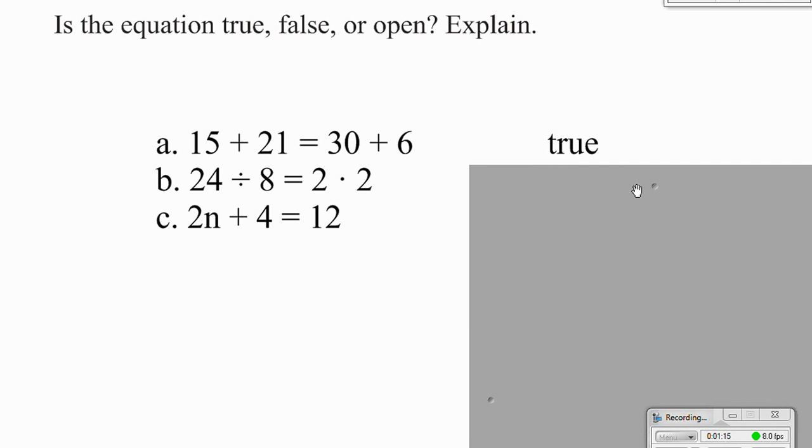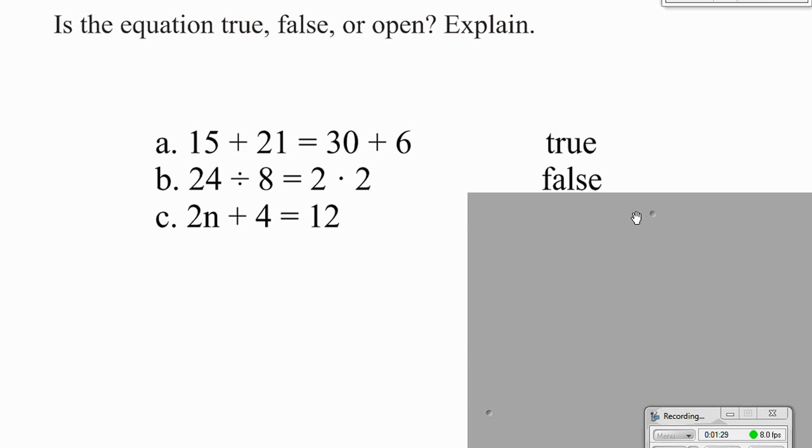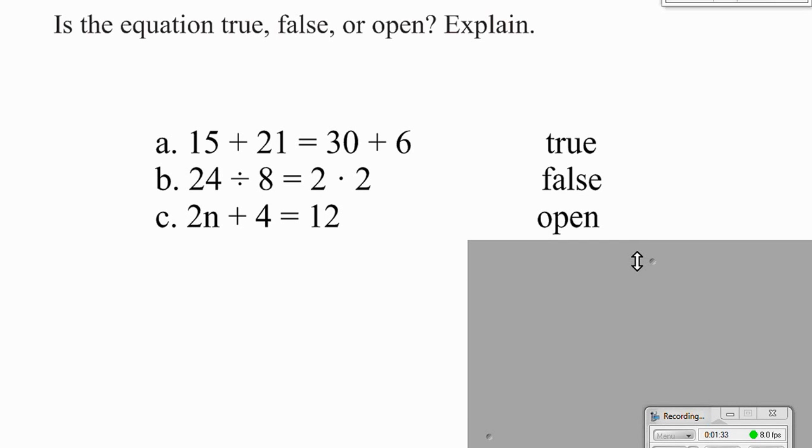The next one, 24 divided by 8 is 3. 2 times 2 is 4. They are not equal to each other, therefore they are false. 2n plus 4 equals 12. This one contains a variable, so it is open.